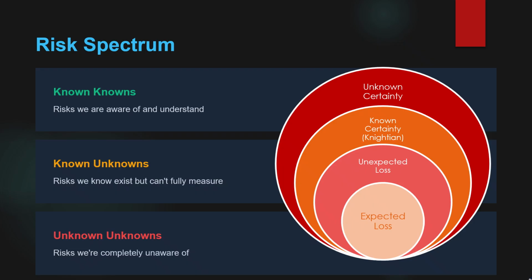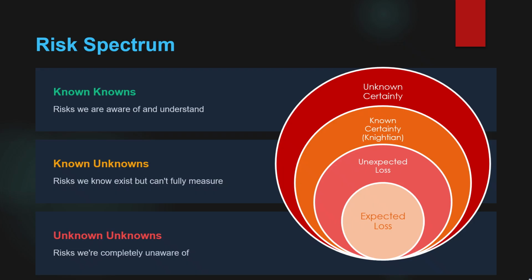Known unknowns are risks we know exist but can't fully measure. We are aware of them, but quantification is difficult. Operational risk often fits here. We know cyber attacks happen, but precisely predicting when and how is impossible. We know model risks exist, but measuring them is challenging because models are used to measure other risks.